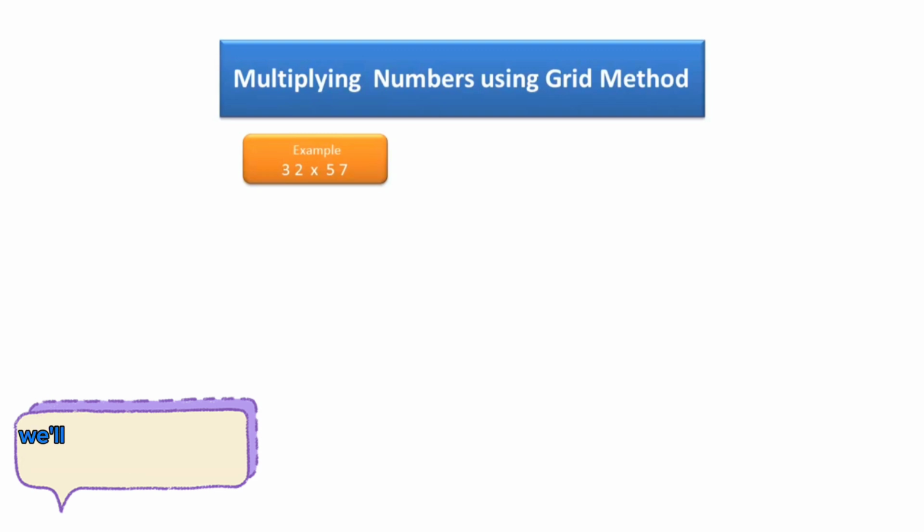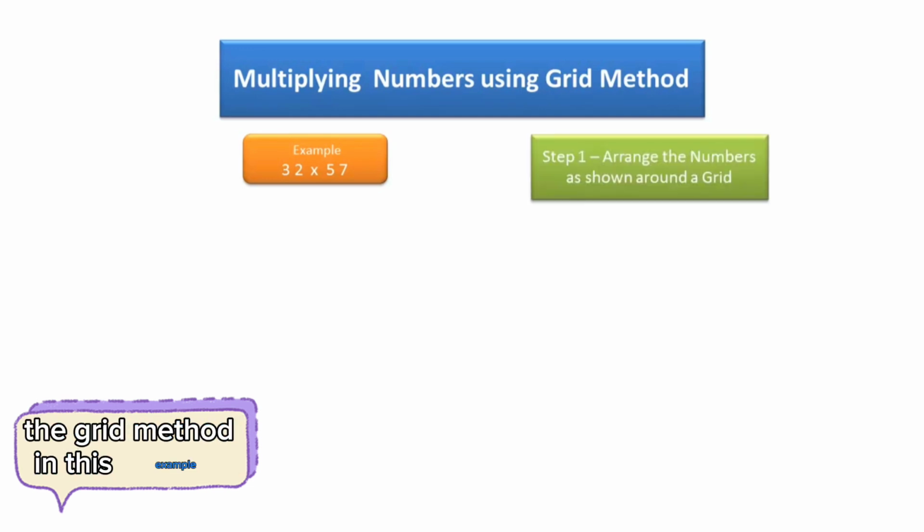In today's video, we'll be learning how to multiply numbers using the grid method. In this example, 32 times 57.